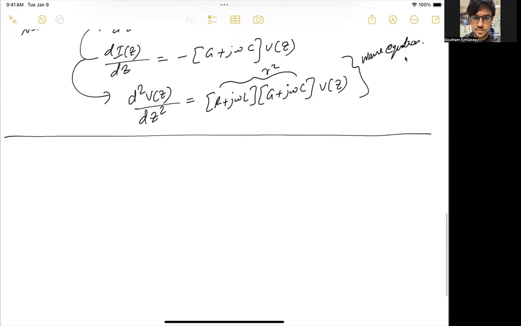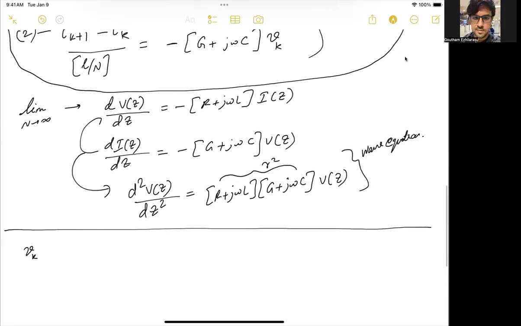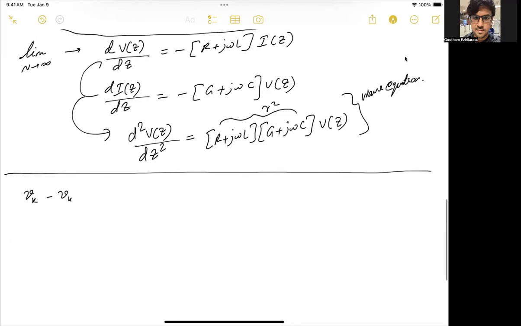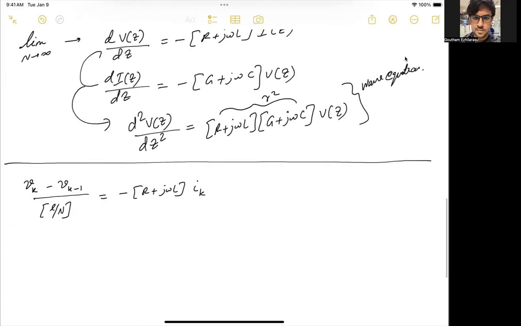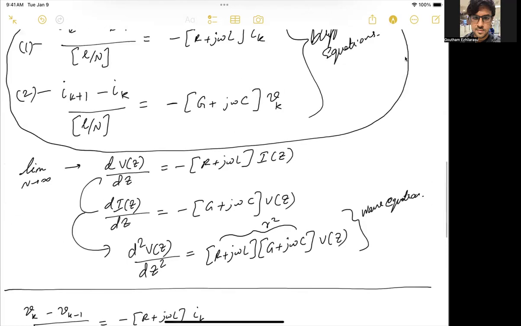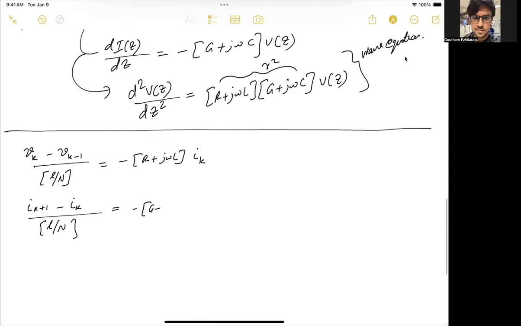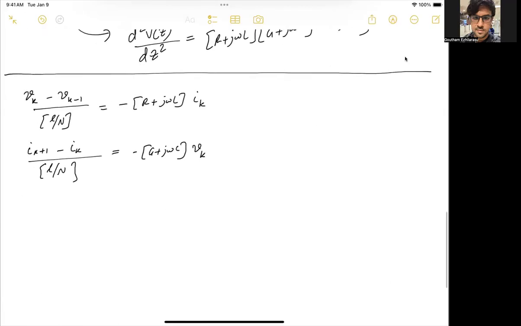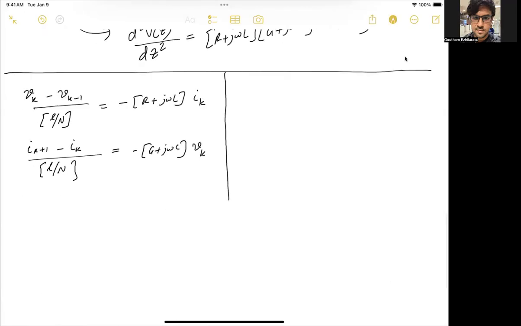So we have the first difference equation, which is (Vk minus Vk minus 1) over (L over N) is equal to minus (R plus j omega L) Ik. And (Ik plus 1 minus Ik) divided by (L over N) is going to be minus (G plus j omega C) times Vk. But also you have a bunch of update equations that tell you how to go to k plus 1 from k.